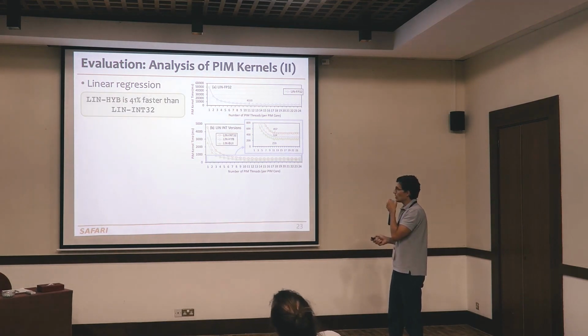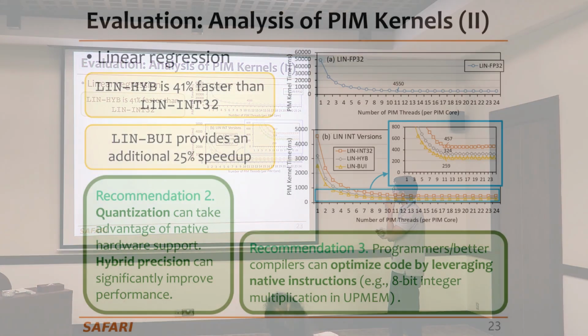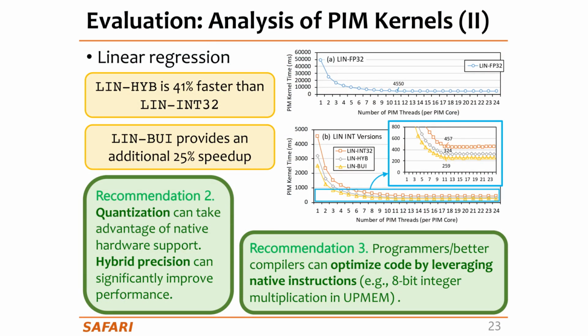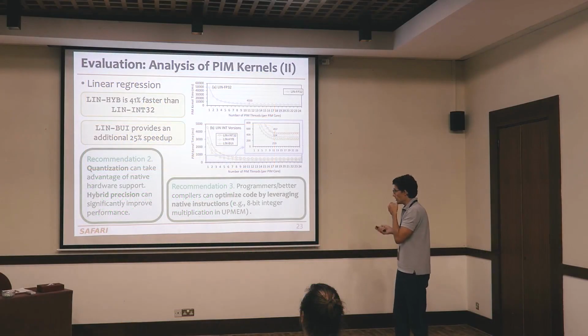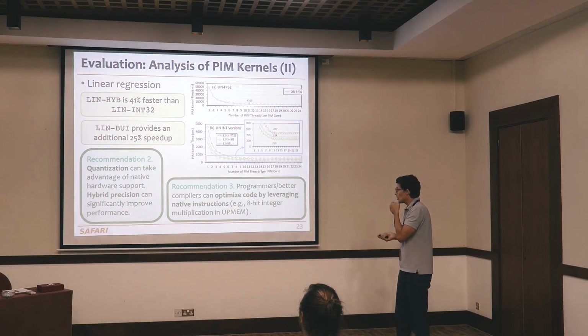We also see how the other two versions further improve the performance. For example, as you can see here in this little window, a 41% improvement from the INT32 version to the hybrid version. So quantization and hybrid support are recommended and definitely can improve performance. And for the version that uses the custom multiplication, we obtain about 25% additional speedup. So whenever it is possible, it also makes sense to use custom operations, either by the programmers or compilers, to optimize it.